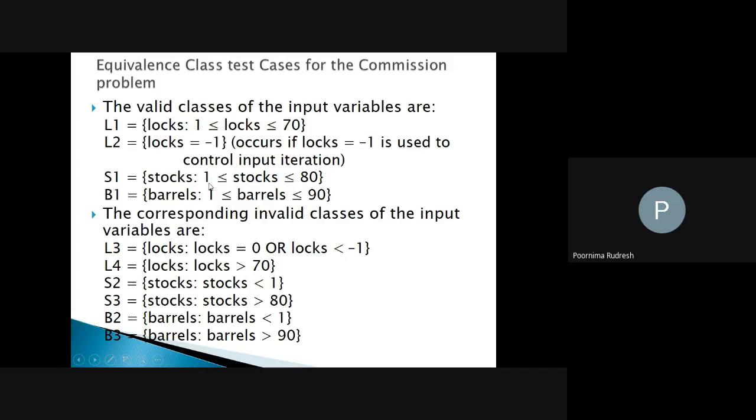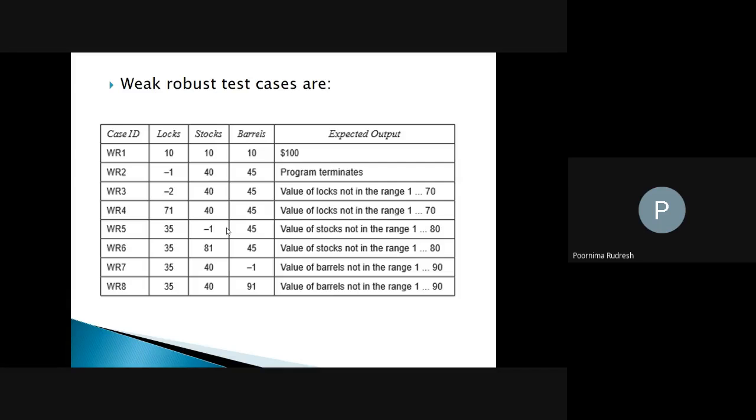For the stocks, what is the range given? It is from 1 to 80. If it is more than 80, then it is an invalid case, and if it is less than 1, then also it is an invalid case. Similarly, for barrels, the value is ranging from 1 to 90. If the value is less than 1 or greater than 90, then it is considered as an invalid case. So, 4 valid classes are defined and 6 invalid classes are defined, depending on the condition given in the problem statement.